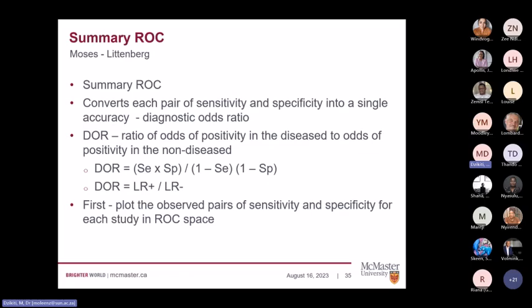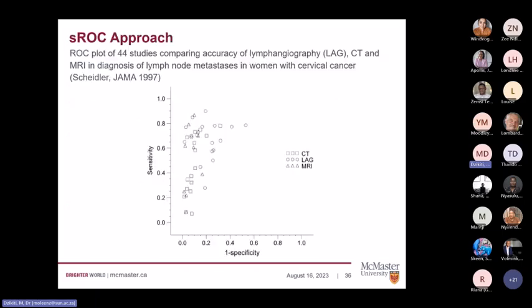But the first step is to plot the observed pairs of sensitivity and specificity in each study in an ROC space. So this is the ROC space that we probably are all familiar with, sensitivity on the y-axis and 1 minus specificity on the x-axis. And this is an example from a study looking at comparisons of lymphangiography, CT, and MRI for the diagnosis of lymph node metastases in women with cervical cancer, which was published in JAMA a couple of decades back. Here you'll see that every dot, every circle and square represents the sensitivity and specificity from the studies looking at MRI, CT, and lymphangiography.